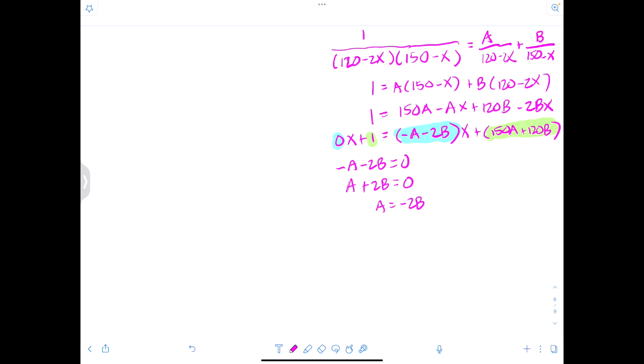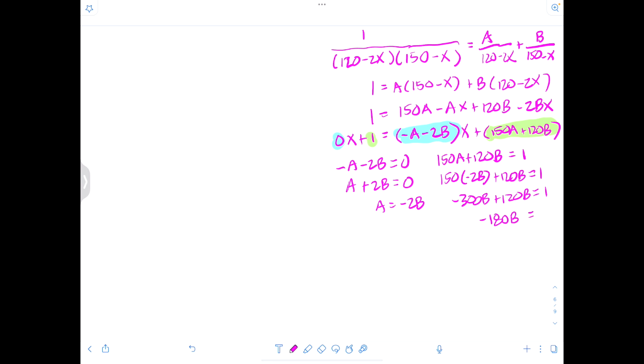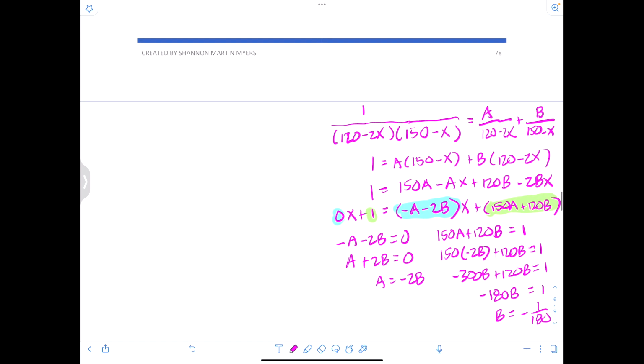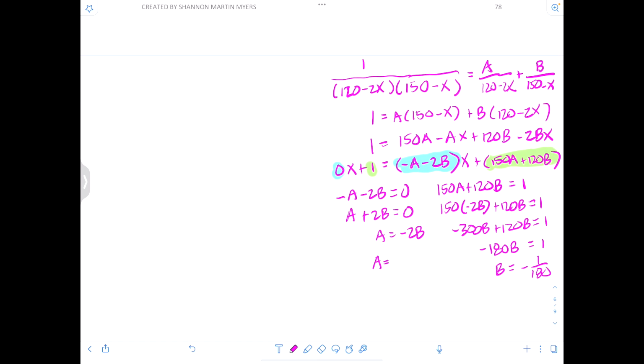Now, using the other equation, which is 150a plus 120b equals 1, and plugging in what I found for a, which was negative 2b, this will give us negative 300b plus 120b is equal to 1, and that is negative 180b is 1, and so b is negative 1 over 180. Good so far? So plugging this back into a, a is equal to negative 2 times b, so it ends up being negative 2 times negative 1 over 180, and then a will be positive 1 over 90.